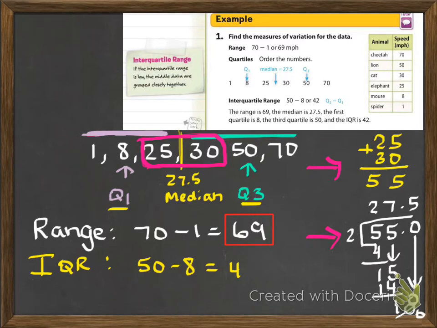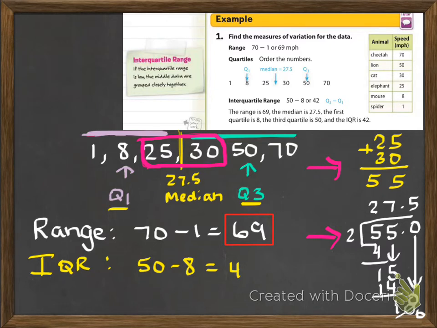So to find the middle number, remember that yellow line right there is what separates the 2 sides. The middle number is easy in this one. It's 8 and 50 because 8 is in the middle of the purple and 50 is in the middle of the green. So now the range is going to be from your highest to your lowest.